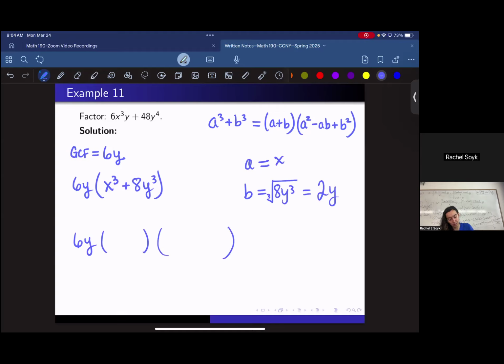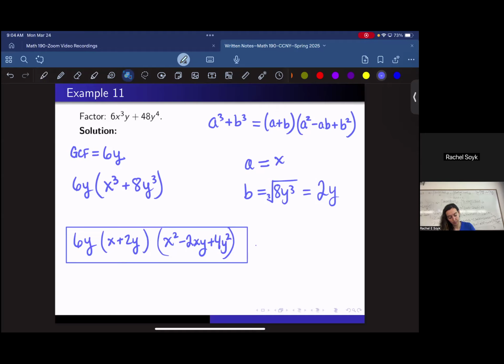So we're looking at our a plus b, which is our x plus 2y, our a squared, which is x squared. A times b is a minus 2xy. And then our b squared gives you our plus 4y squared. And we're done. Any questions at all?